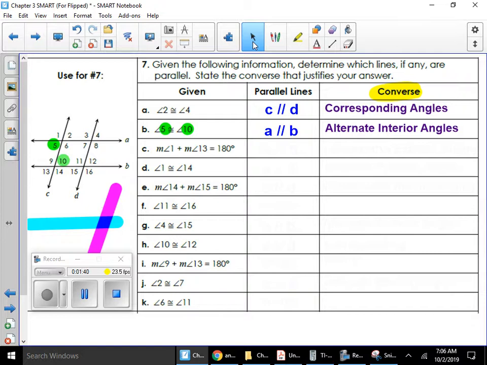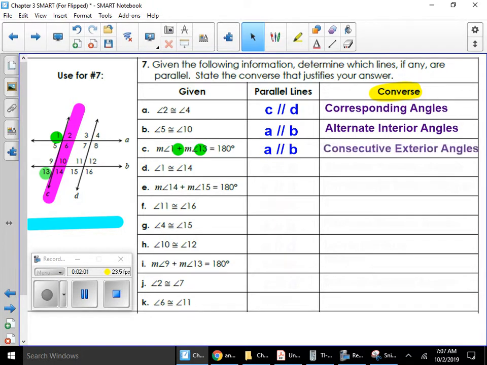Jumping down to a supplementary example, angle 1 and angle 13. There's my 1, there's my 13. Again, we have line C as our transversal. So when line C is our transversal, we can say something about A and B, and it's that they're parallel. So we get parallel lines now because of the consecutive exterior angles converse. Again, consecutive exterior angles were supplementary. That's this statement here. So we were able to say, hey, parallel lines.